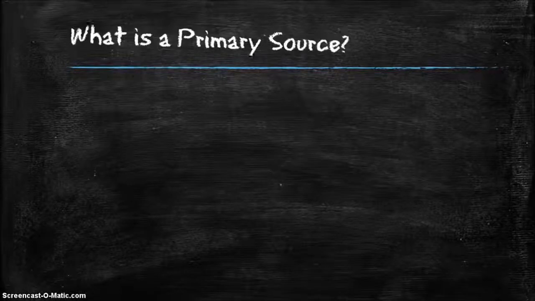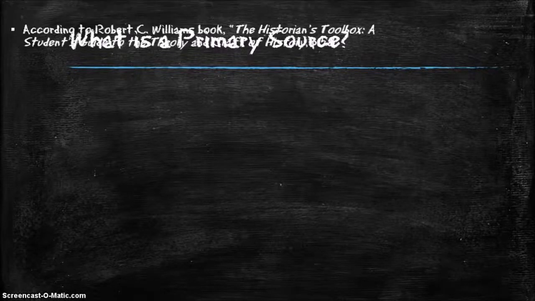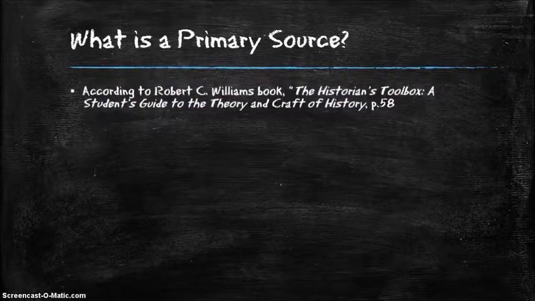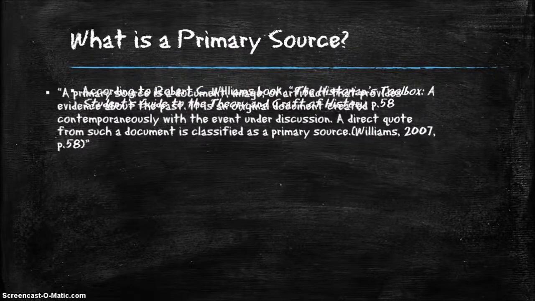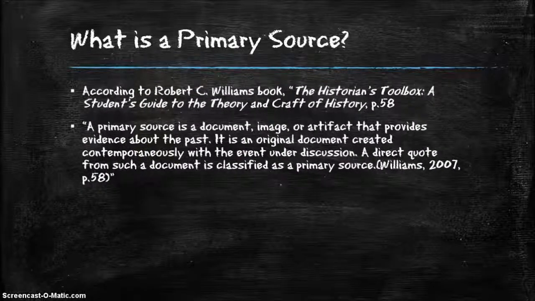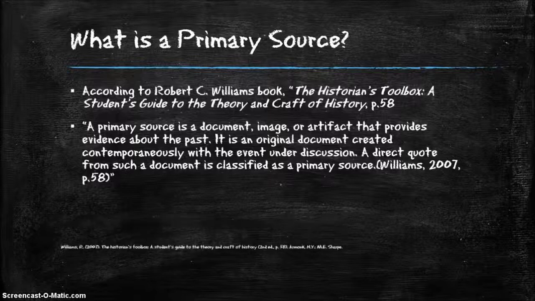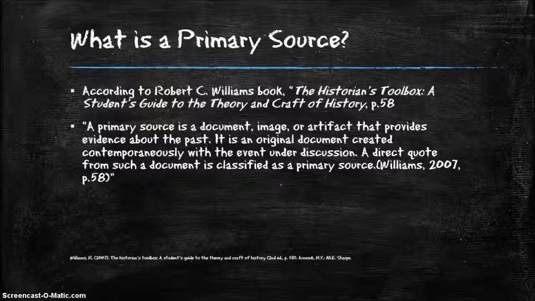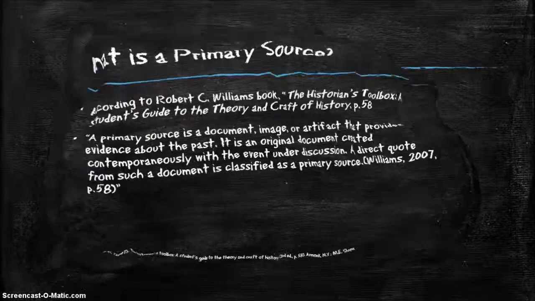The first thing is, what is a primary source? According to Robert C. Williams, a primary source is a document, image, or artifact that provides evidence about the past, and it is an original document created contemporaneously with the event under discussion. A direct quote from such a document is classified as a primary source. So that gives us what a primary source is.